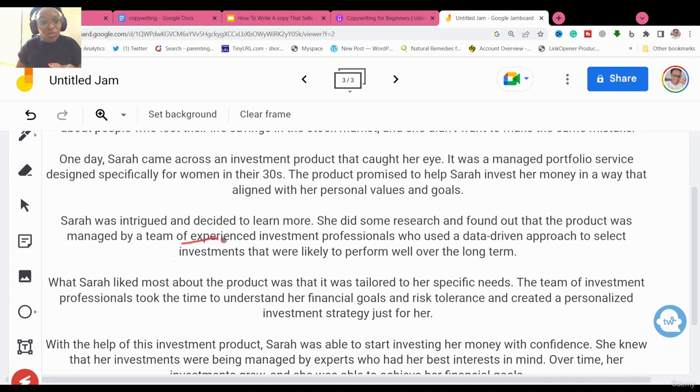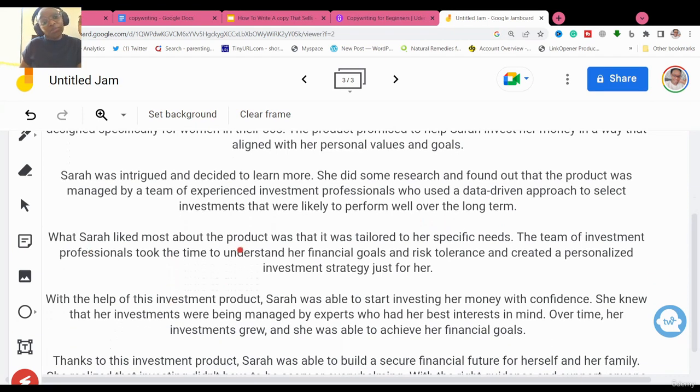professionals. This is you now, positioning yourself as an investment professional who uses a data-driven approach to select investments that were likely to perform well over the long term. So you have positioned yourself as this investment professional who has used data that will guarantee that I will not fail, because you are using a data-driven approach to select investments that were likely to perform well over the long term. This is quite interesting, and as a person who really wants to invest, this is a company that I would want to invest with.